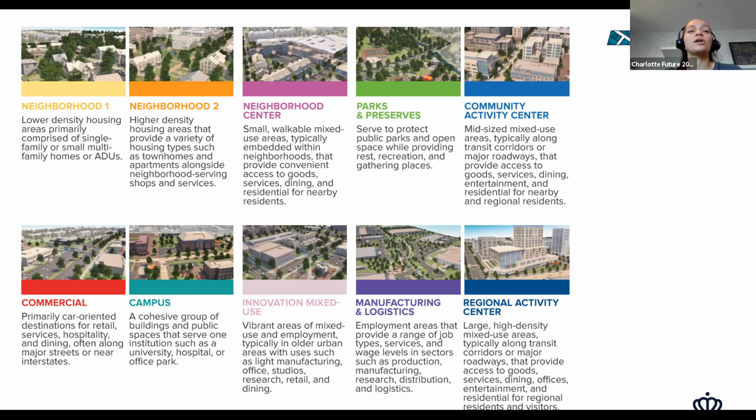Innovation mixed use are typically used for employment in older urban areas. So they include things like light manufacturing, research, and some retail and dining. Manufacturing and logistics are what you think about when you think about employment areas with a large range of jobs and wage levels. So think about your production, manufacturing, research, distribution, and logistics. I typically think about your Amazons in this category.